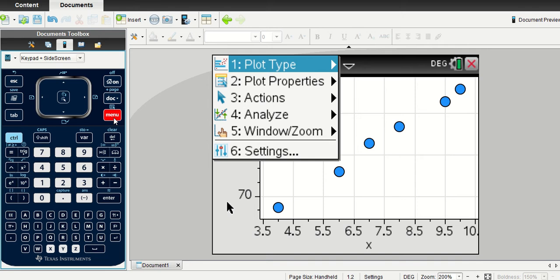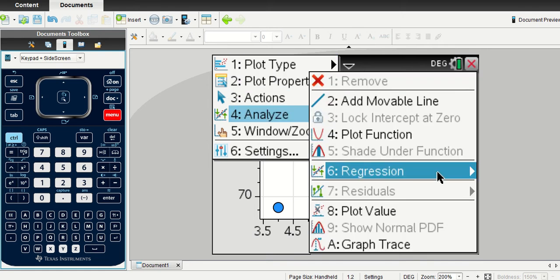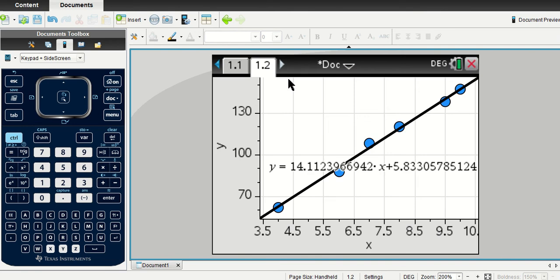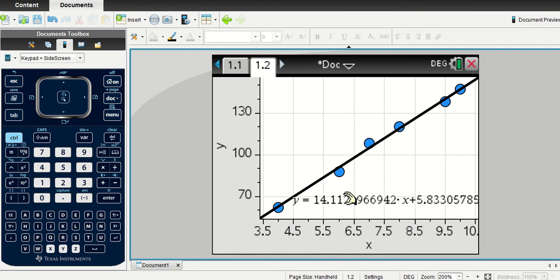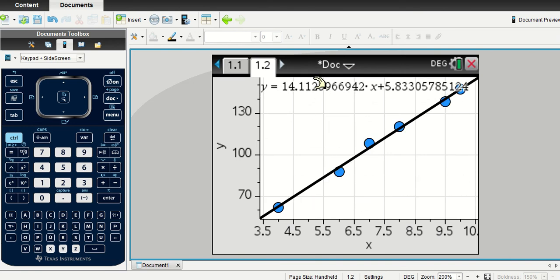Okay, but we're going to go to Menu. We're going to go to Analyze, and we can go to Regression, and we can go to Show Linear. And we want to do MX plus B. And this is the linear regression for this graph. So this basically shows us the equation of that line as it goes through those points.